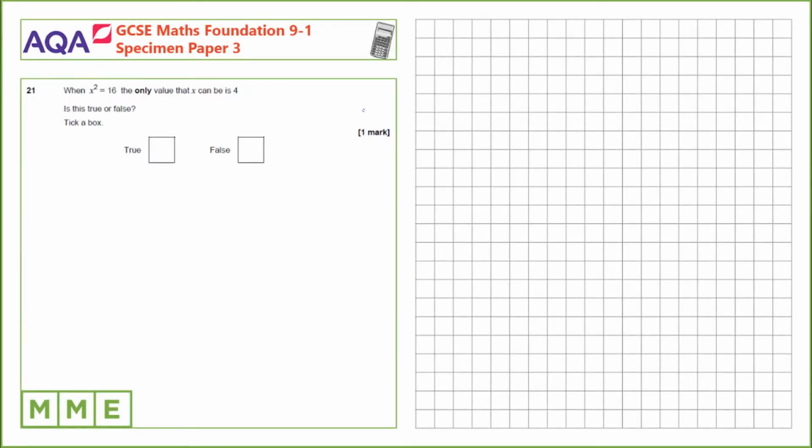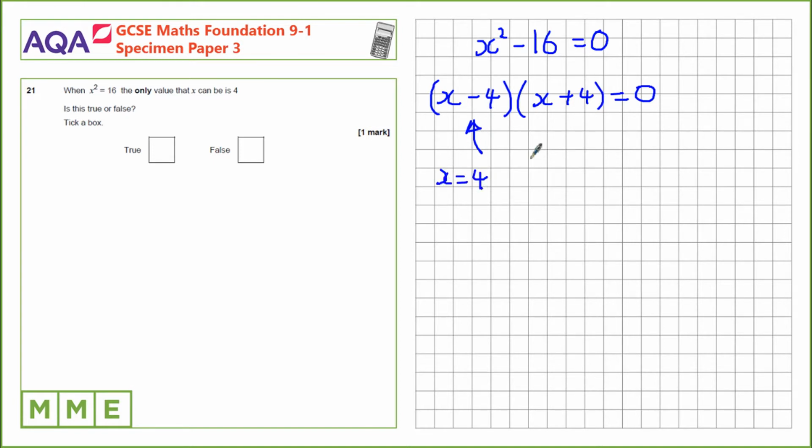Question 21. When x squared equals 16, the only value that x can be is 4. Is this true or false? Tick a box. So, there are two solutions for this kind of equation. And there are two ways that we could find it. We could take x squared minus 16 equals 0 and solve that, which gives us this factorization. We see that the value of x equals 4 comes from this bracket. And we have a second solution here of x equals minus 4. Alternatively, we could substitute this into the equation, make sure it works. And we know minus 4 times minus 4 is positive 16. So, this statement is false, and the reason is that negative 4 is a possible solution.